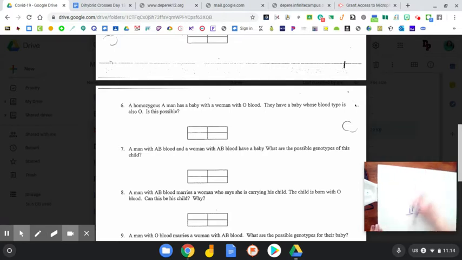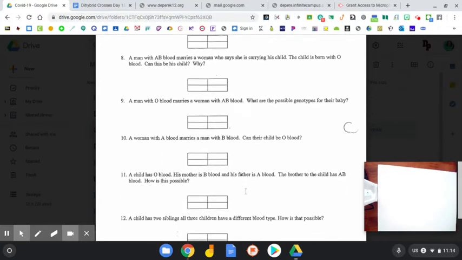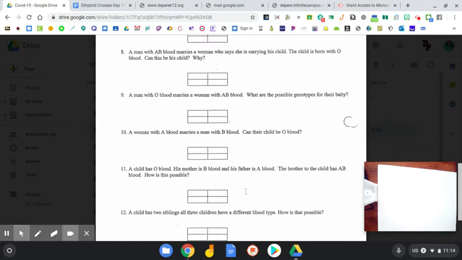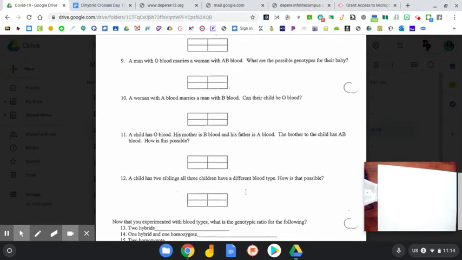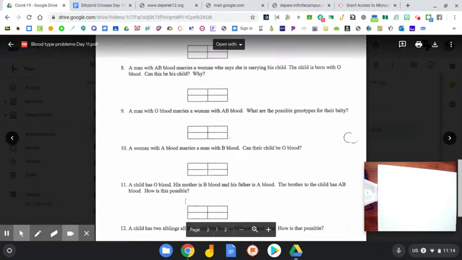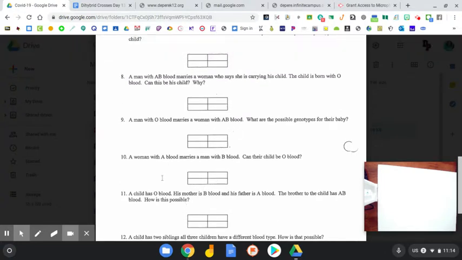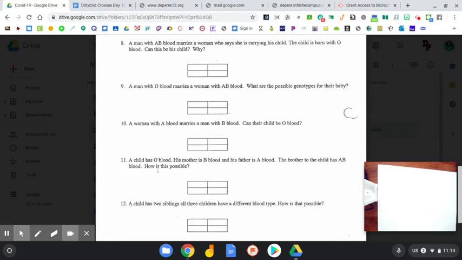Okay, I'll do one more of this, but I think you guys hopefully got the hang of it. Is there a hard one on here? I don't know. These bottom ones here, don't worry about doing those if you didn't do them, because those are, I know, hard. A man with O marries a woman with A. Yeah, we kind of did one. A child has O blood type. His mother is B and father is A. The brother is A and B blood.